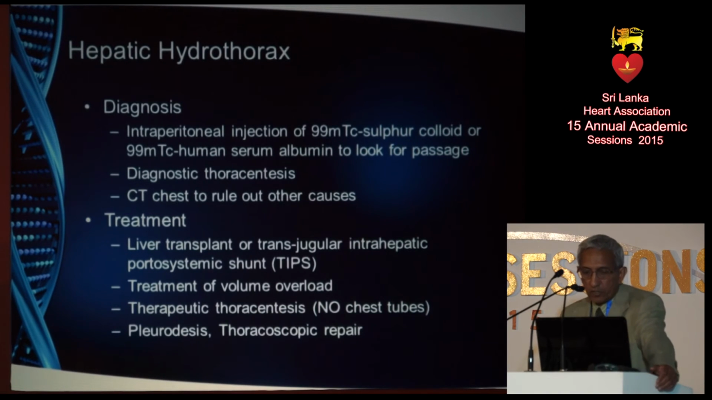Treatment-wise, treatment of the volume overload, basically like trying to get rid of the acidic fluid as if it was in the abdomen alone, may help. Liver transplantation or TIPS both tend to help to get rid of the fluid. And then you can do therapeutic thoracentesis as a temporary measure, but it is known that chest tubes have been associated with a much higher mortality risk, presumably because of the chance of infection and so on, and it is not recommended. In patients who do not have any other definitive forms of treatment, you can look at thoracoscopic repair of the defects or pleurodesis and so on.